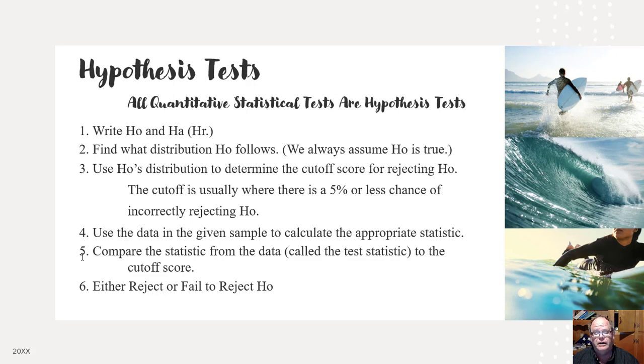Step 4, now that we've made our cutoff score, we're going to use the data in the given sample to calculate an appropriate statistic. Step 5, we're going to compare the statistic from the data, called the test statistic, to the cutoff score. And then the last step is we make our decision. We either reject the null hypothesis or we fail to reject it, based on how the comparison between the test statistic and the cutoff score goes. All right, that's our 6 steps. That's the way they all work. And again, all quantitative statistical tests follow this process.